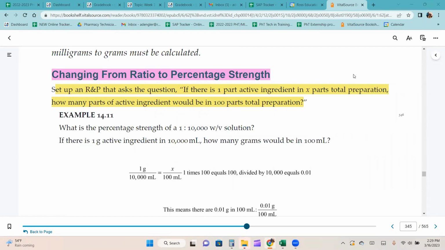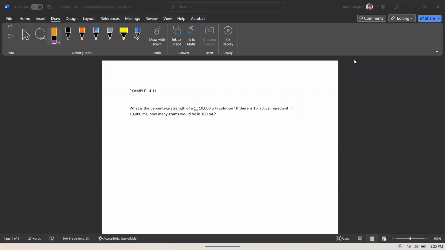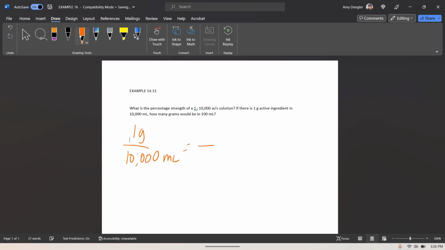Changing from ratio to percent strength. Set up a ratio and proportion that asks the question, if there is 1 part active ingredient, X parts total preparation, how many parts of active ingredient would be in 100 parts of total preparation? So let's go ahead and do example 14.11. What is the percent strength of a 1 to 10,000 weight volume solution? If there is 1 gram active ingredient in 10,000 ml, how many grams would be in 100 ml? So we're gonna rewrite that 1 gram over 10,000 ml. And we want to know how many grams are in 100 ml.